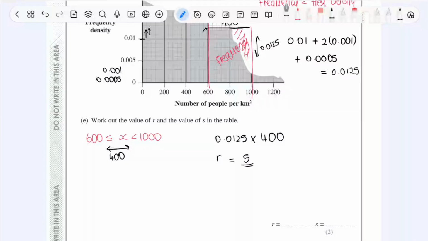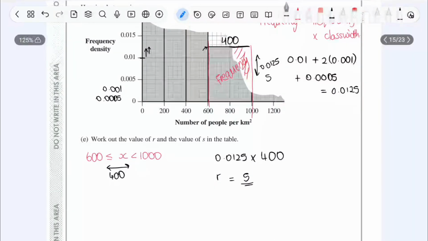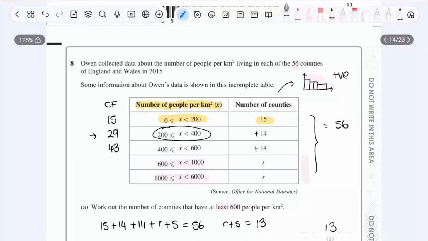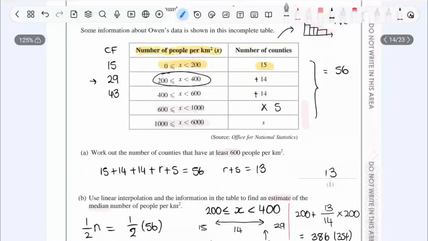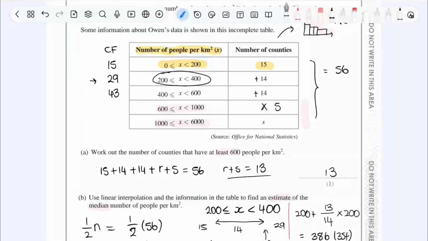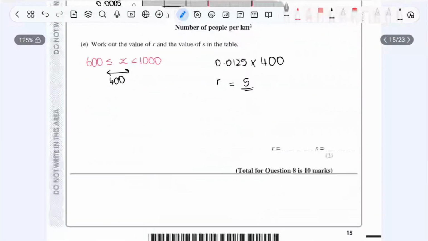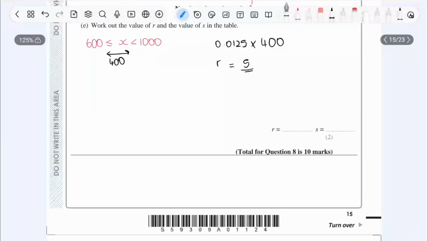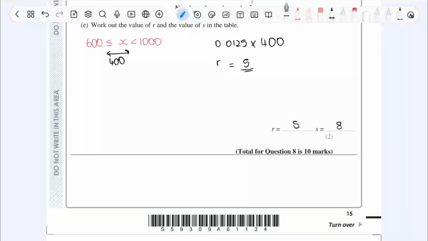Now you might think, how on earth am I going to use that to find s, which is presumably this part of the histogram? Well, now you can just use some common sense. If all of this adds up to 56, and now we know that this is actually 5, well, now we can just put that back into the formula. You can see that r plus s is going to equal 13, so s must be 8. And you can show that in the calculator, or you could just write it in. It's not much workings you need for this one. And that is question 8 done.